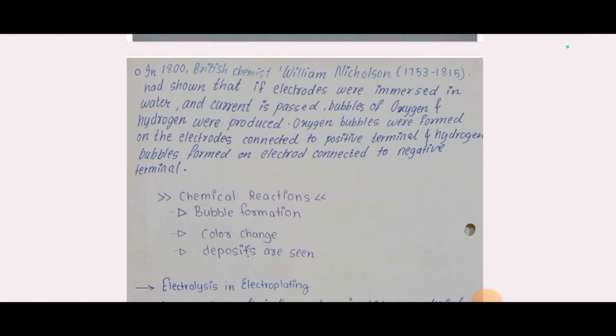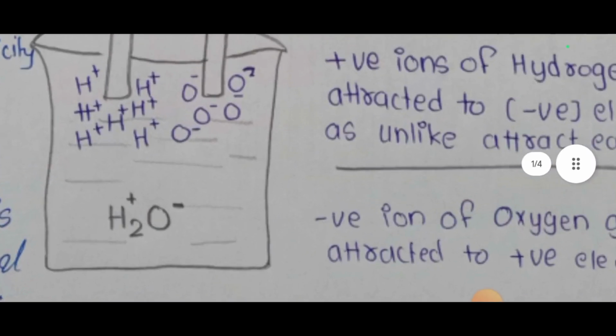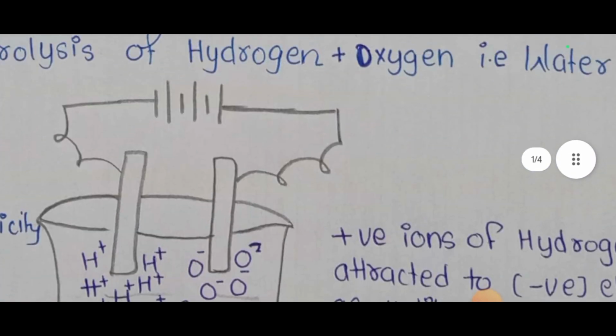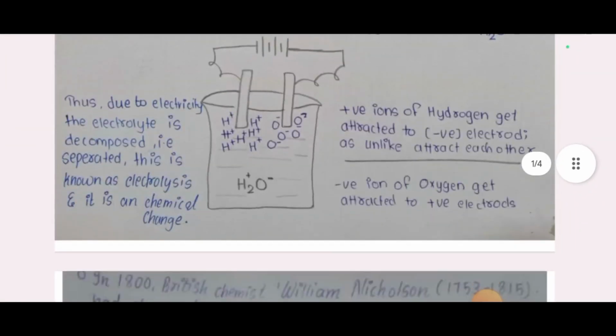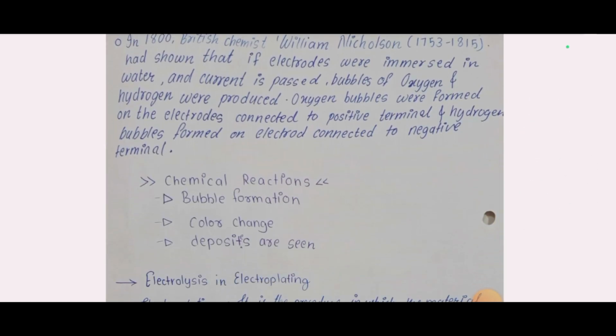Oxygen bubbles were formed on the electrode connected to the positive terminal. This is positive. The longer one is positive, the shorter one is negative. And vice versa, that is, hydrogen bubbles form on the electrode connected to the negative terminal.